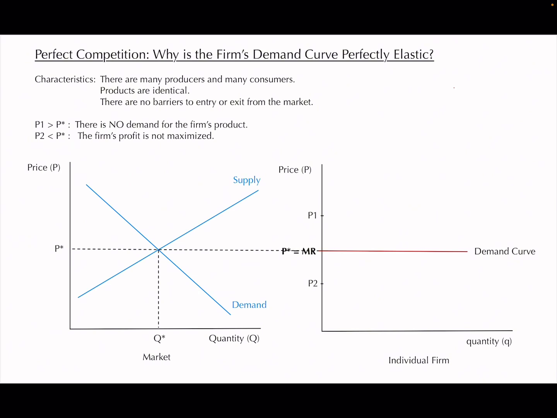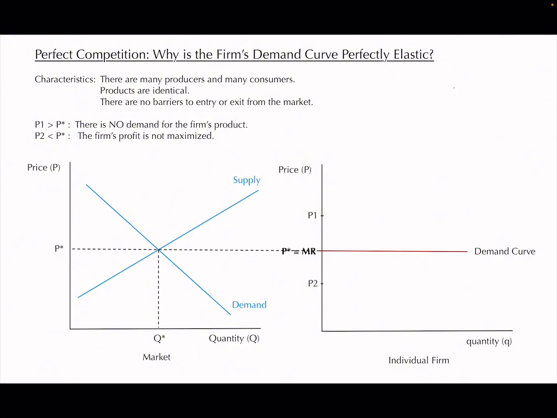If a firm sells its product at a price higher than the equilibrium price, then no consumer will buy the producer's product. This is because there are plenty of identical products from other firms that consumers can buy at a lower price, the equilibrium price. On the other hand, if a single firm sells its product at a price lower than the equilibrium price, it will not be maximizing its profit. Thus, all firms in perfect competition must sell their products at that same equilibrium price.